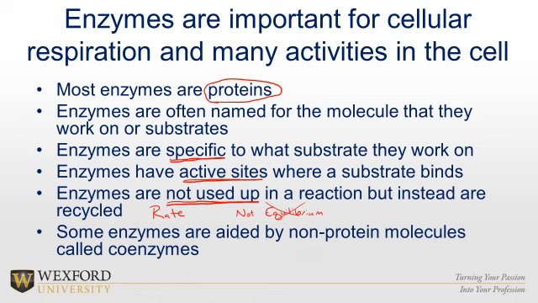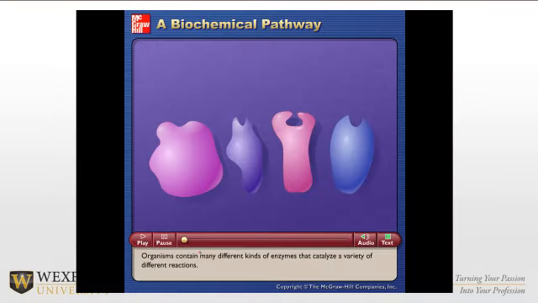And then some enzymes are aided by non-protein molecules called coenzymes. I didn't get much into that. I'm going to show you an animation in a moment giving you an example of a coenzyme. Actually, let's look at a couple animations, a couple examples to give you a little bit better idea as far as the detail. So here's the first one showing your basic biochemical pathway.